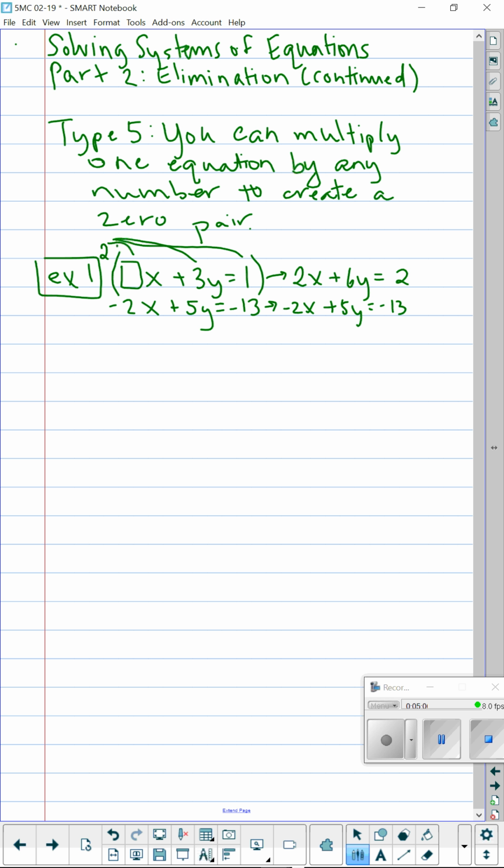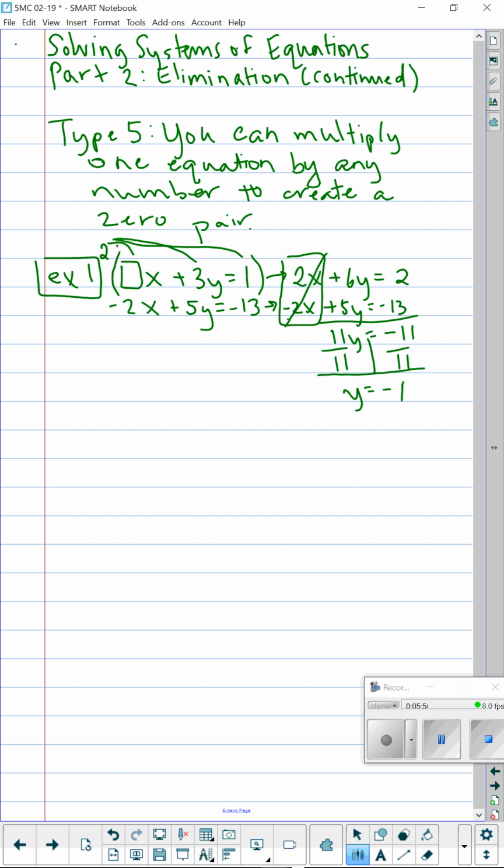So now I can see that I have a zero pair, a positive 2x and a negative 2x. So what we've done is we've created a type 3 system. We have a zero pair, so we can cancel those out and add what's left. So we have 6y plus 5y is 11y, and 2 minus 13 is negative 11. And then all I need is to divide by 11, and negative 11 divided by 11 is negative 1. And of course, at this point, we all know that we're not done yet.